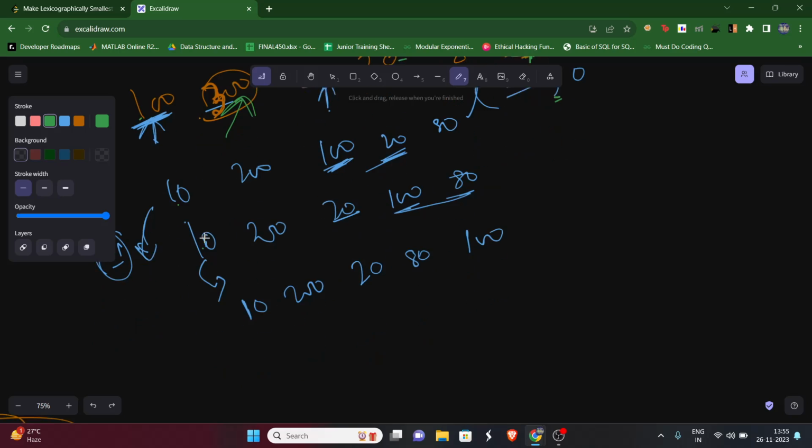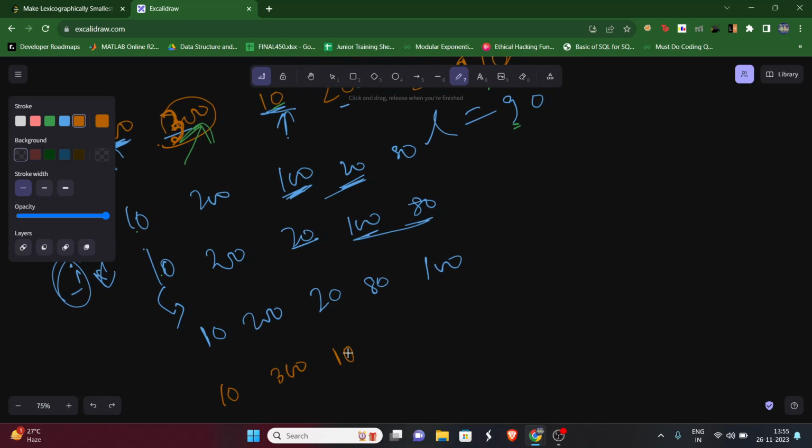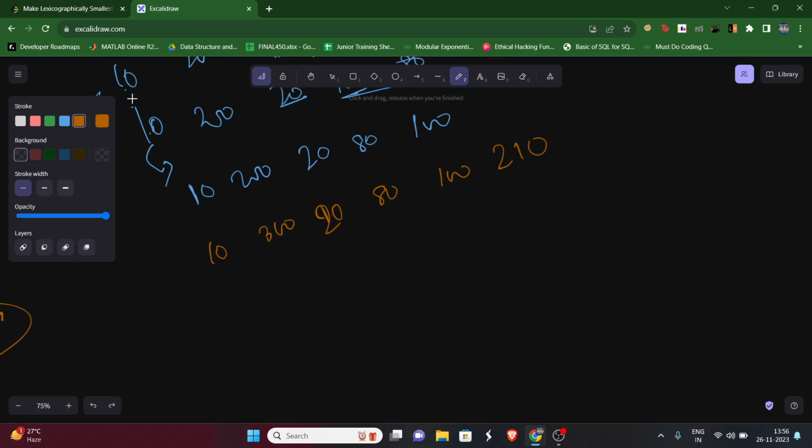So this final array will look something like this: 10, then here we would have 300, sorry, here it would be 20, here it would be 80, here it will be 100, and here it will be 210. Now you'll realize one thing. We can select this 300 and this 210 and swap them. So our final array will become something like this: 210, then 20, 80, 100, and then 300.